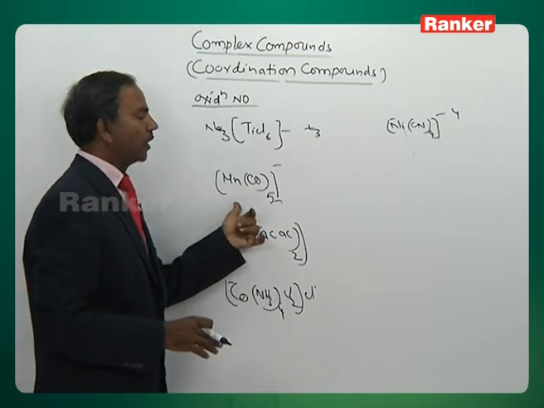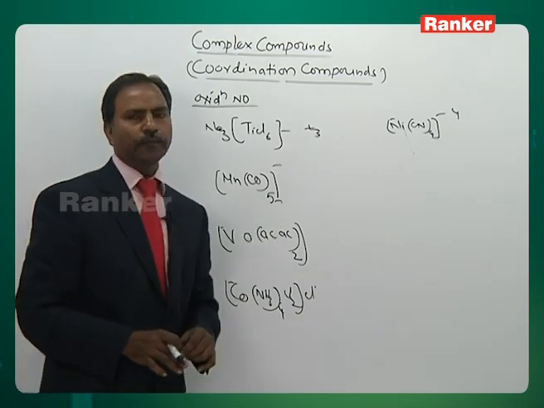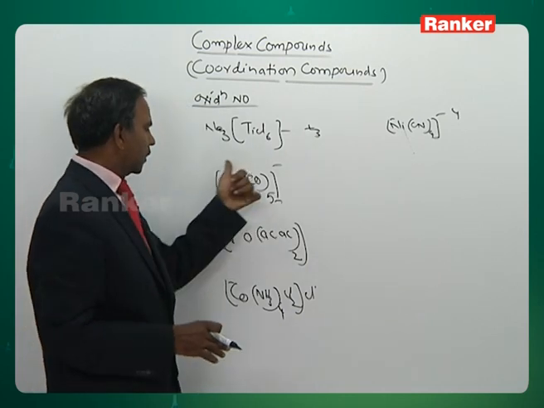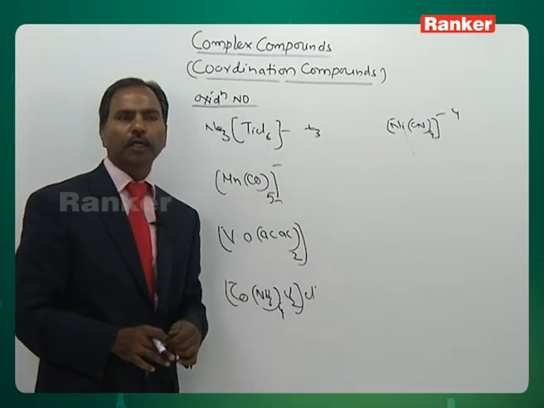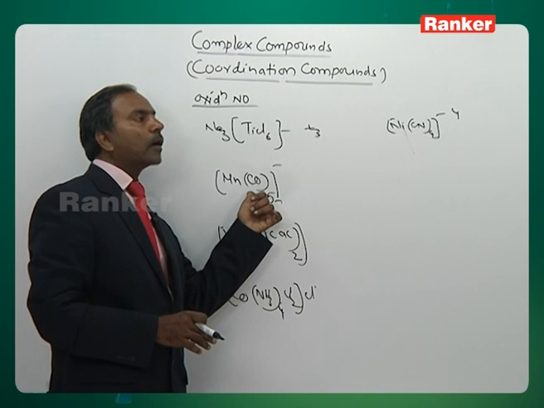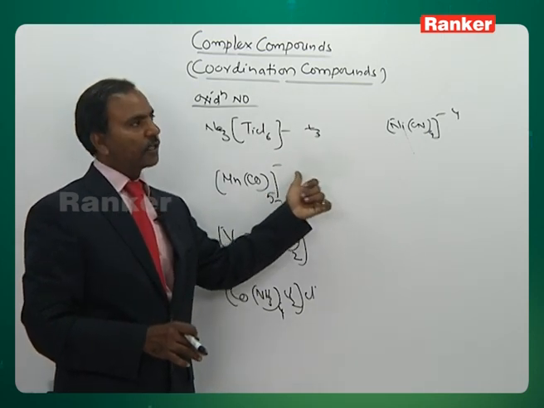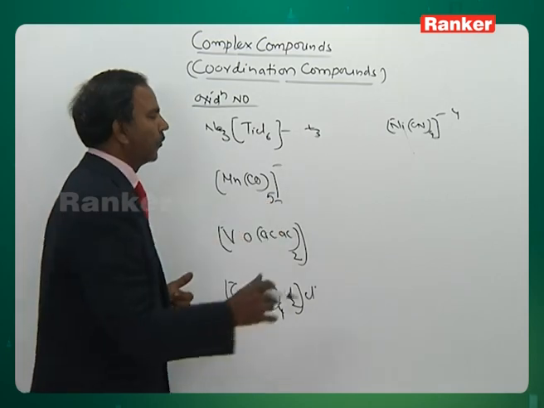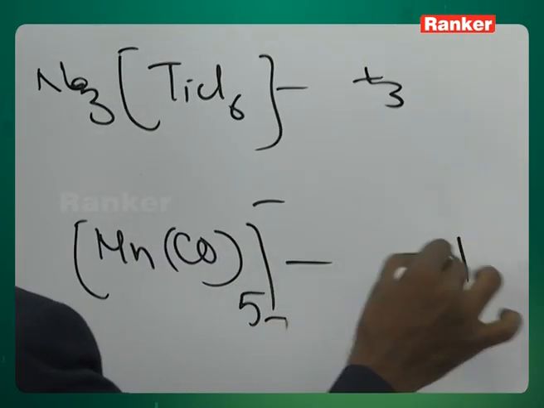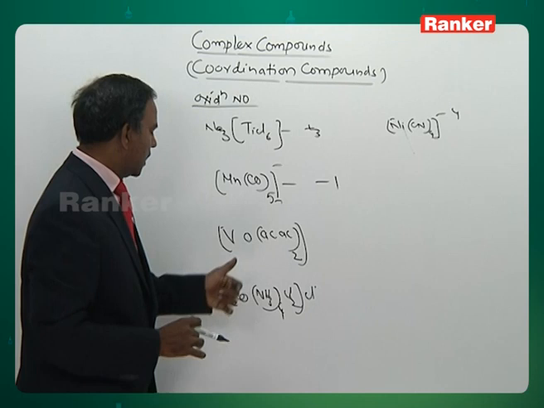Now come to this. You know well, the carbonyl ligand is a neutral ligand. See, the entire bracket we can consider neutral. But over the complex a charge is there, a minus charge. Yes, the minus charge is actually over the manganese. Therefore, its oxidation number comes to be minus 1.